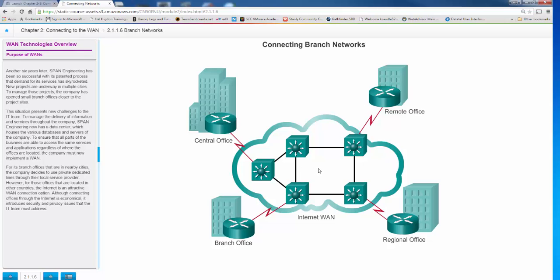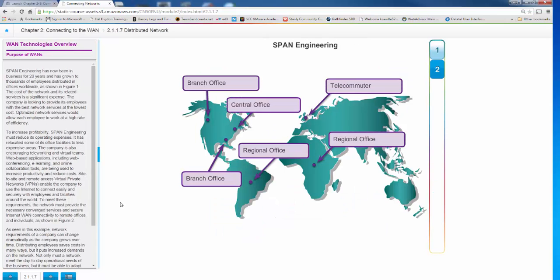Or it could be something like an MPLS cloud that you connect to, and it will move the traffic across it and have it delivered to the correct remote office.